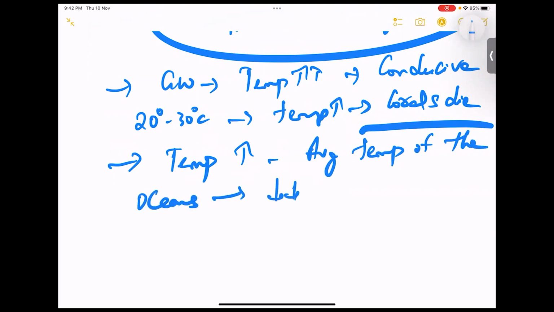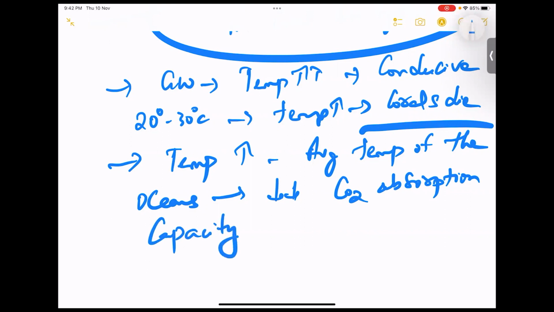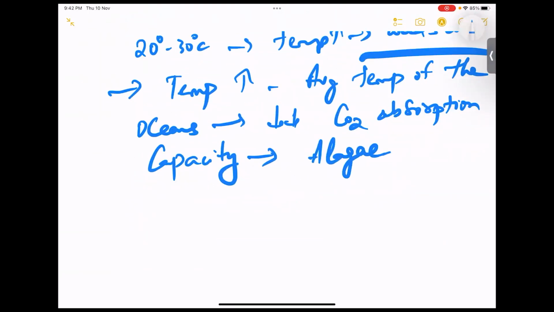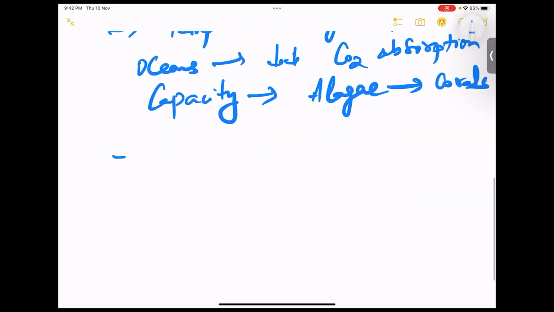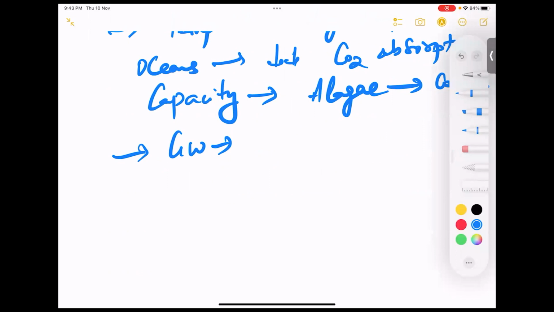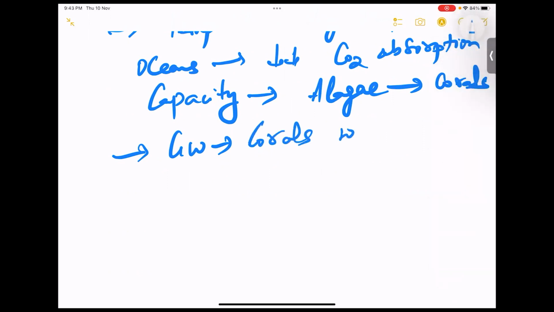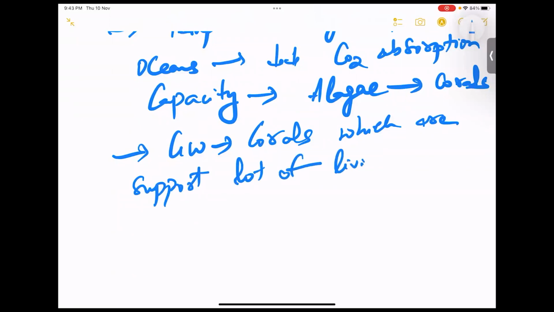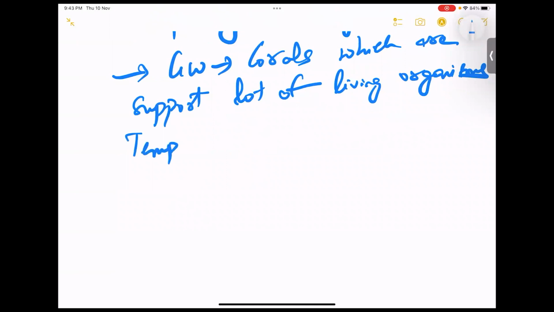Okay. And then the increase in temperature, global warming, is increasing the average temperature of the oceans. And this is reducing the CO2 absorption capacity. And this is impacting the algae and thereby directly impacting the corals. And also, corals support a lot of living organisms. Due to temperature rise, these organisms tend to die, thereby impacting the health of corals.